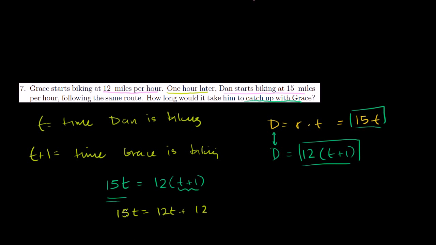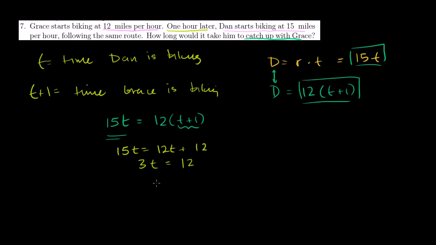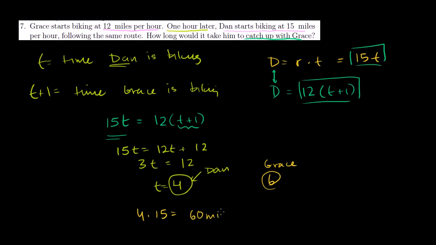If we subtract 12t from both sides, you get 3t is equal to 12. Divide both sides by 3. You get t is equal to 4. So after 4 hours, after Dan has been riding for 4 hours, he will catch up with Grace. This is Dan. And if Dan's ridden for 4 hours, Grace has been riding for 6 hours. And Dan, after 4 hours, 4 times 15, he would have gone 60 miles.